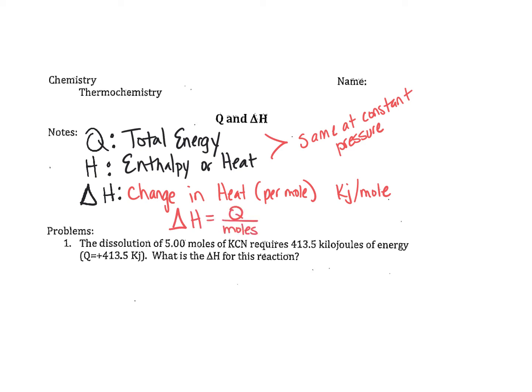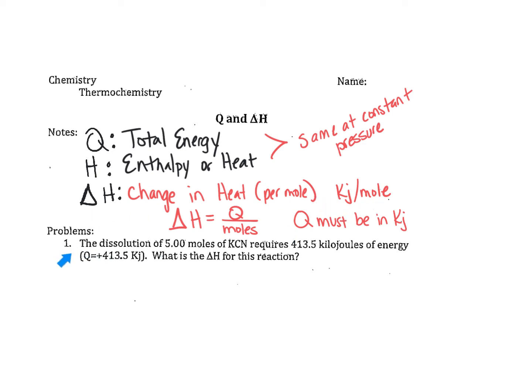So we're going to have a new unit here. Our unit is going to be kilojoules per mole, which we saw when we were writing the reactions on the previous paper. So in order to calculate delta H of a chemical reaction, we're going to take our Q, which is our total energy, and we're going to divide it by the moles that we have. And so Q is going to have to be in kilojoules so that delta H is kilojoules per mole.